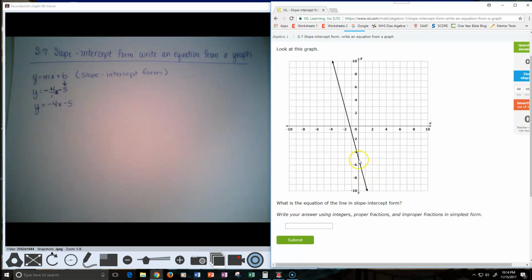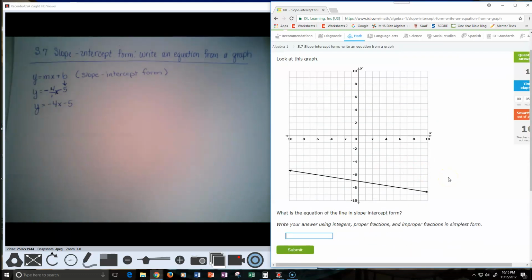If you want to check, you can also go up and to the left, because that still would make it negative. So if I go up from -5, 1, 2, 3, 4, and 1 to the left, my slope would still be -4. So we're just going to type in our equation. y is equal to -4x minus 5.